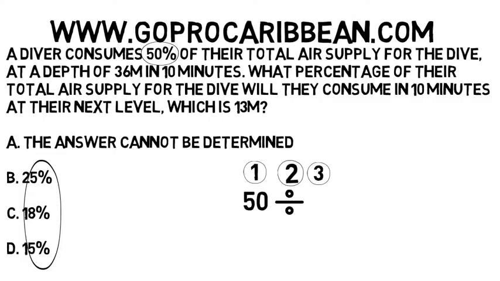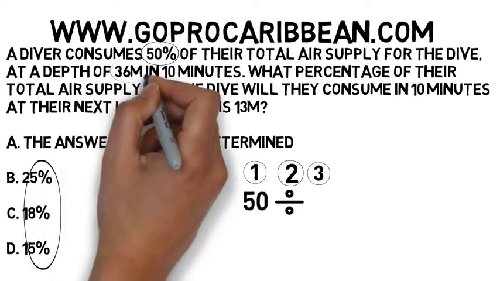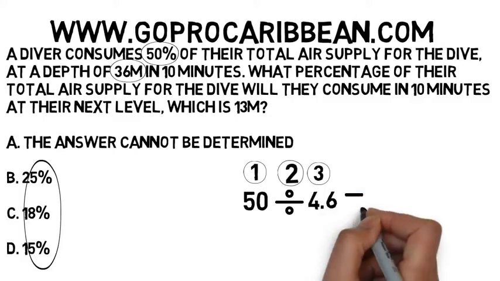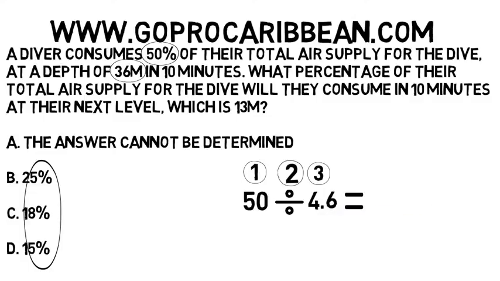Then we're going to look at the first depth given to us in the question, the starting depth. So the starting depth is 36 meters in this question. So we take the pressure at 36 meters and enter that in under step 3, 4.6 atmospheres. So 50 divided by 4.6 will give us the percentage of our total air supply that we would consume at the surface. The question isn't asking that though, it wants to know the percentage we would consume at 13 meters.